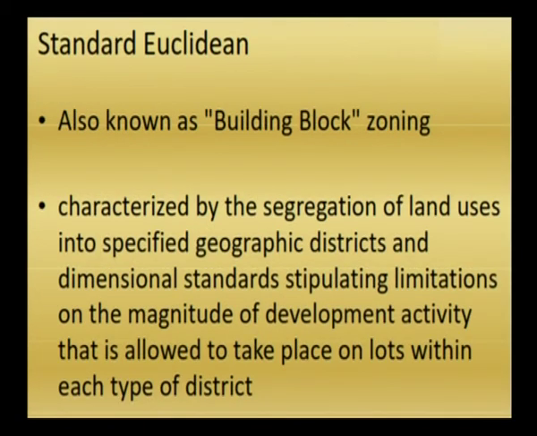Now, if you look at standard Euclidean, it is also referred to as building block zoning. This is characterized by segregation of land uses into specified geographic districts and dimensional standards stipulating limitations on the magnitude of development activity that is allowed to take place on lots within each type of district. So, this is a very standard type of zoning. In this, uses within each district are usually heavily prescribed to exclude other types of uses. So, residential layouts will completely disallow any commercial or industrial uses. So, a sense of mixed use is very limited in this scenario.